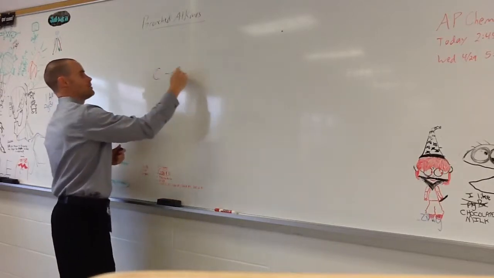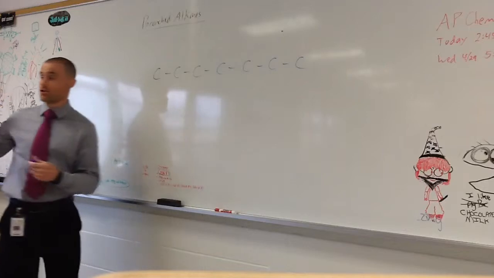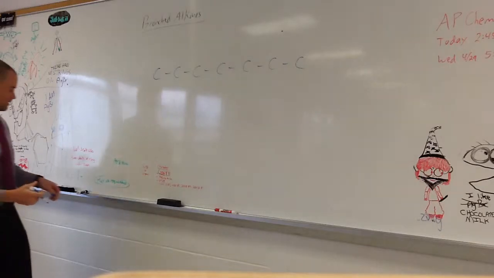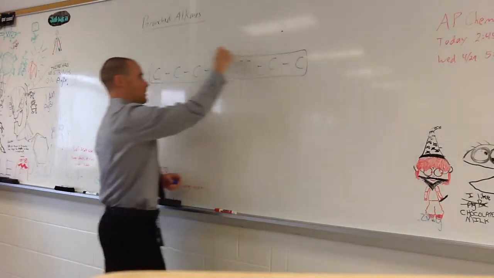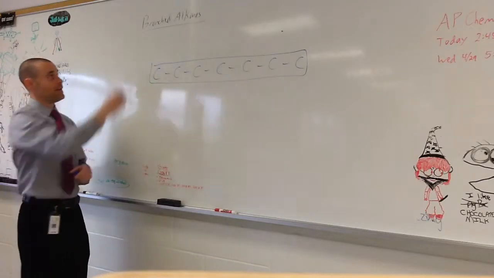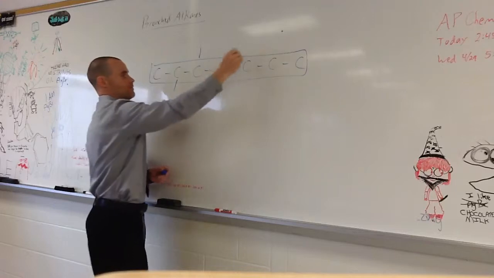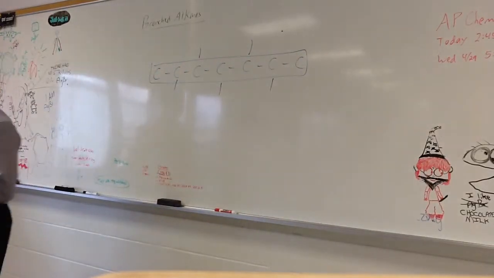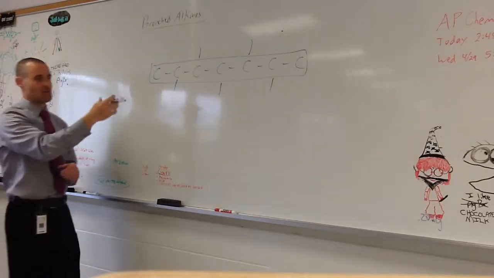If you have a bunch of carbons in a straight chain, think of that as like the trunk. It's actually called the parent chain, or the main carbon chain. It's another way to say it. So think of this as the trunk of the tree. Well, these alkanes have branches coming off of them. Those branches make these alkanes different than the alkanes we learned yesterday.